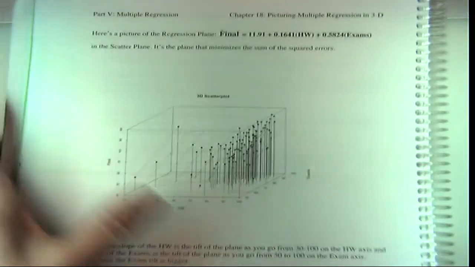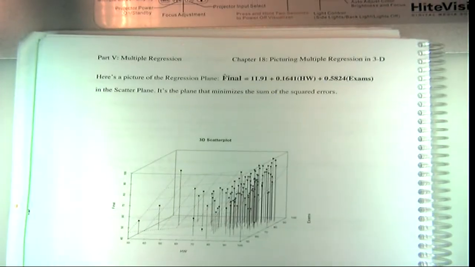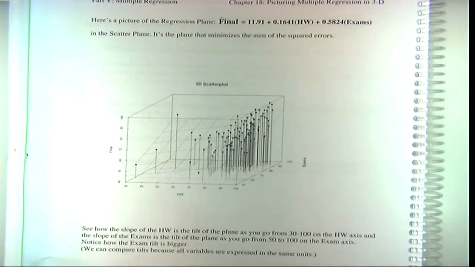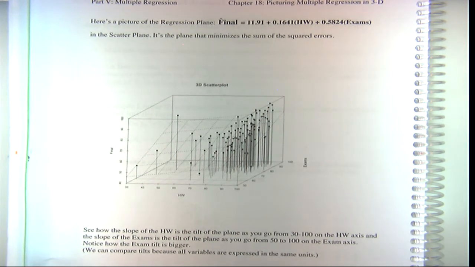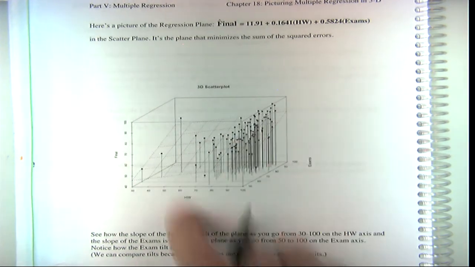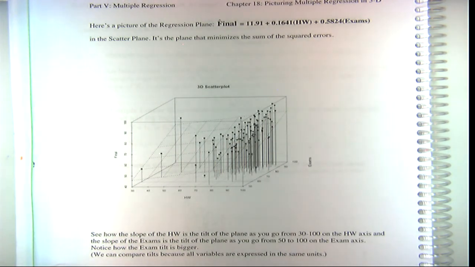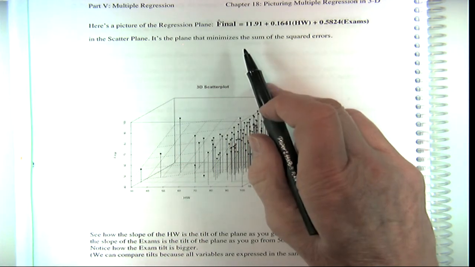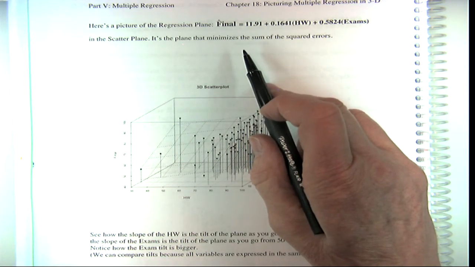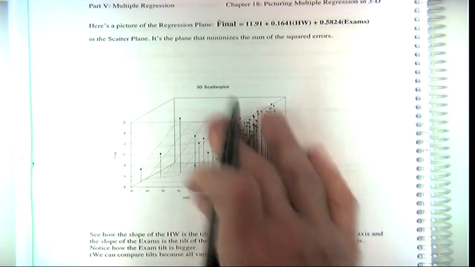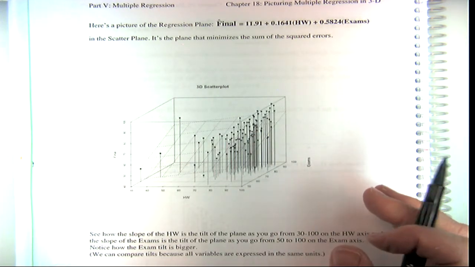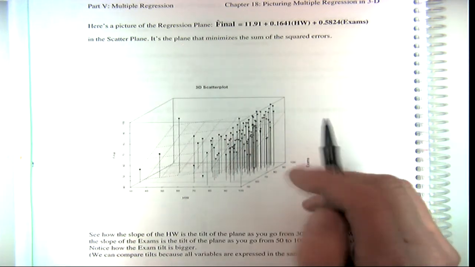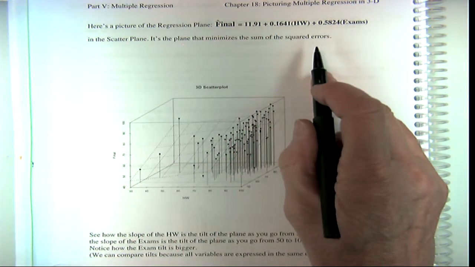Here is the plane, and I drew it here. I hope you can see it in your notebooks. You can see the plane. And here's a picture of this regression plane, in the scatter space. Okay, so it's the plane that minimizes the sum of the squared errors.